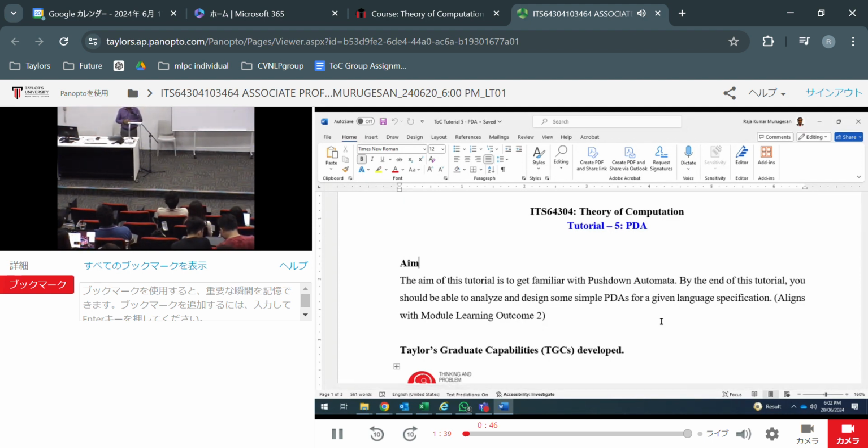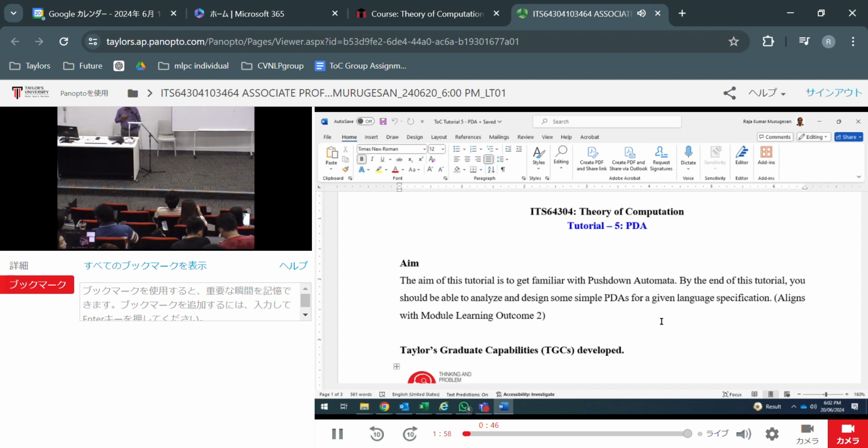Okay, we are in PDA. Just to touch base on where we are. Don't tell me we are at LT1. Yes, we are at LT01. But in terms of topics coverage, we are at PDA.